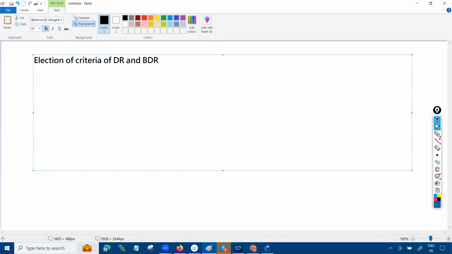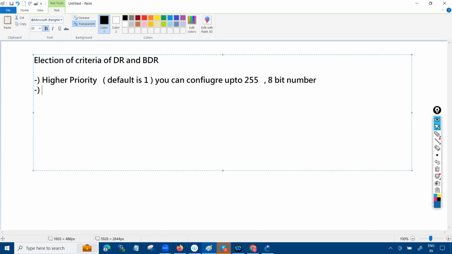And the default is one, of course, right? And you can configure up to 255. It's an 8-bit number. And if the priority gets tied, then what happens? It will go with the higher router ID. Router ID is a 32-bit number, right? So if the priority gets tied, then it will go with the higher router ID. That's the election criteria of the DR and BDR.